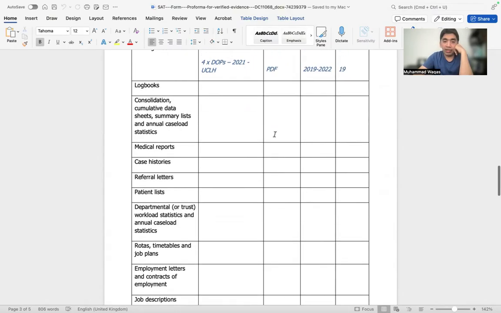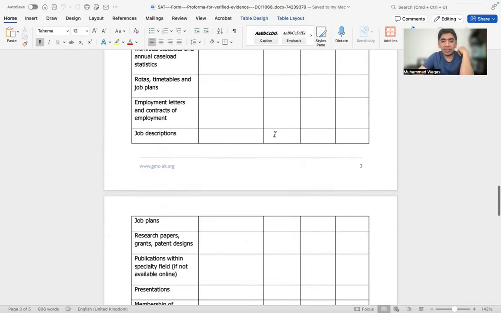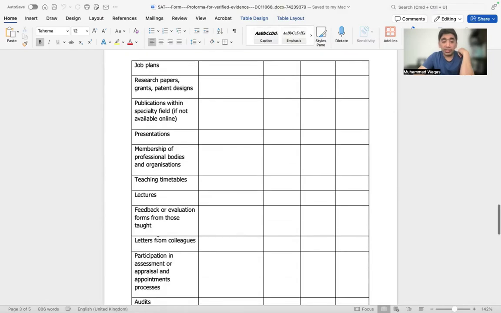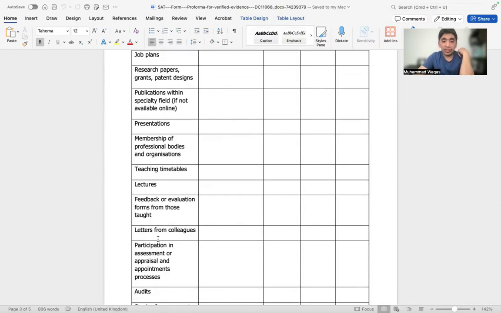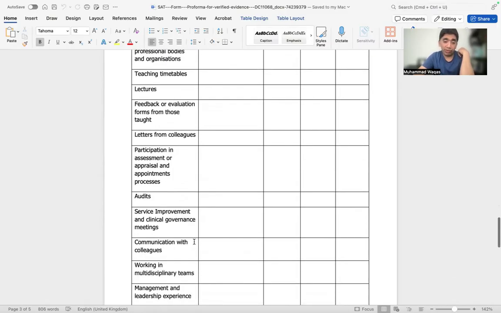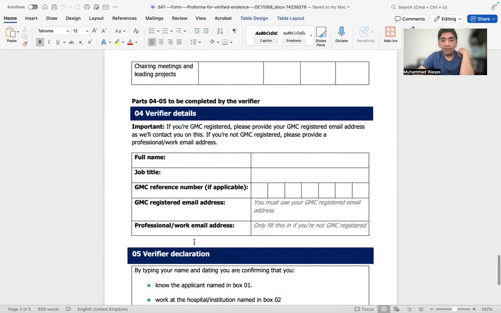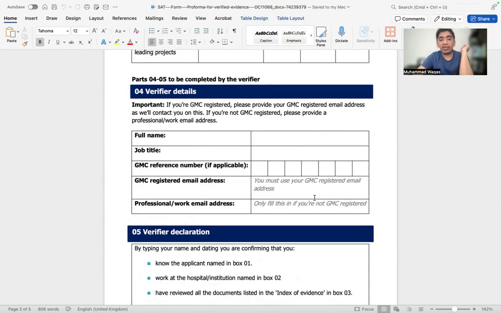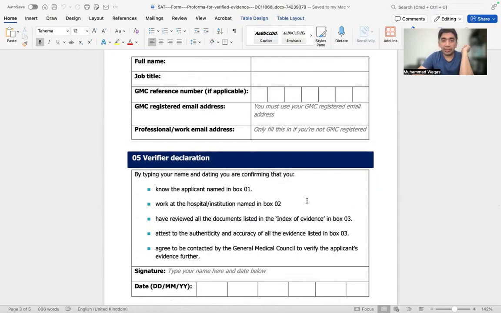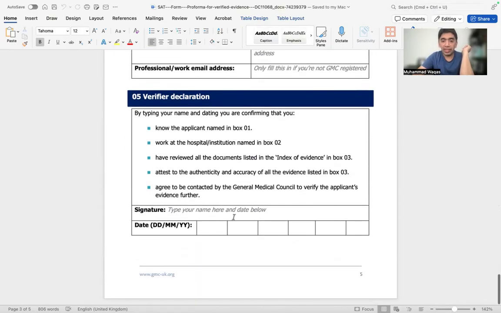When you complete it, you can attach extra sheets. There may be some categories which are not in this form, so you can create one or more categories, or you can delete those that don't apply to your specialty. When you have filled everything, you put the details of your verifier here, who will declare that this evidence is true, sign, and write the date, and your verification is done.